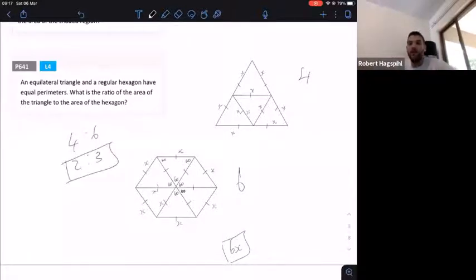Okay, so, are calculators allowed for the Maths Olympiad? No. Okay, all right.